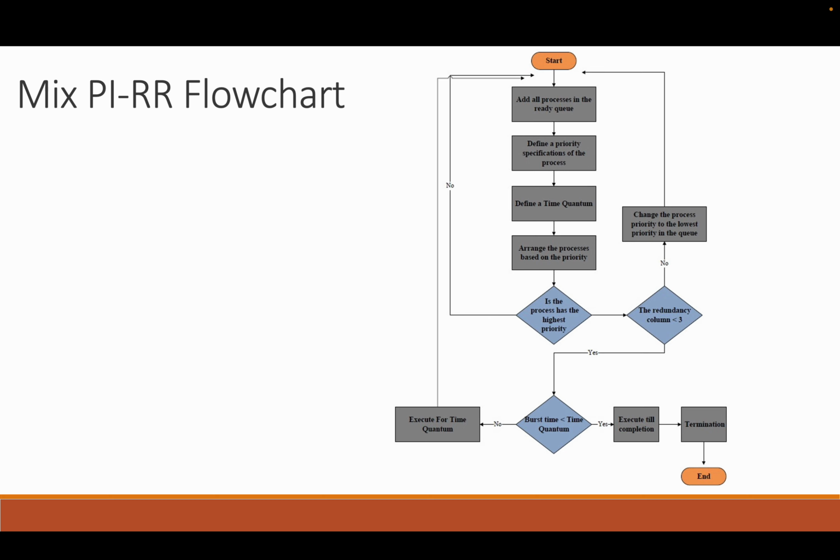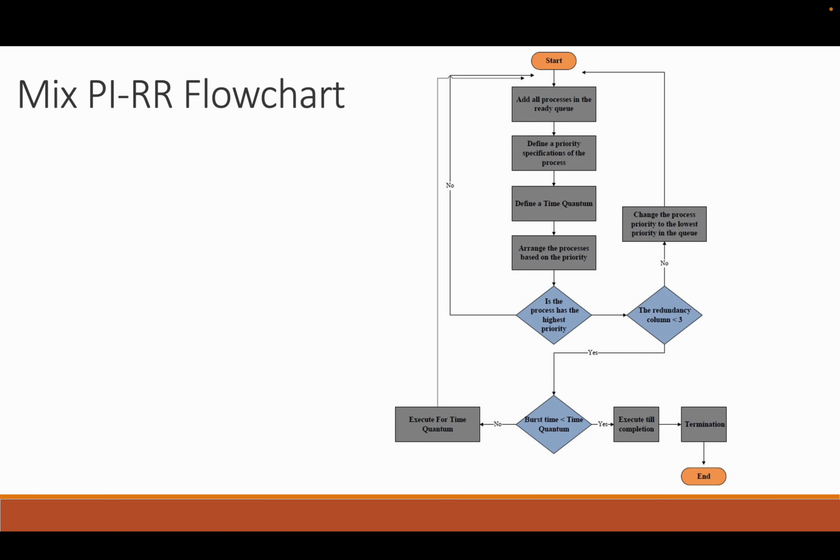After this, once the process has finished executing, it is terminated and removed from the queue. At the end, the scheduling algorithm ends when all processes have been cleared out of the queue. This process repeats until every process that has been scheduled has been moved out of the queue. Now, my teammate Sumith will continue the presentation.